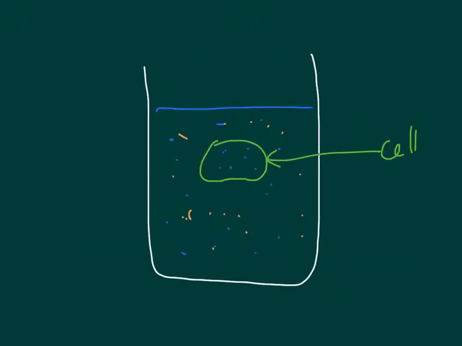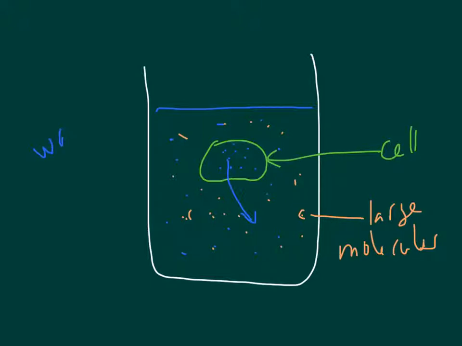And on the other side, if we have a situation like this where we have a cell that really doesn't have anything inside it except for some water molecules like this, but the water in the glass has lots of other large molecules. Let's say these are large molecules. What's going to happen? The water in this case is going to move out of the cell. Water moves out because it has high concentration here and a low concentration here. So the water is going to move out of the cell.